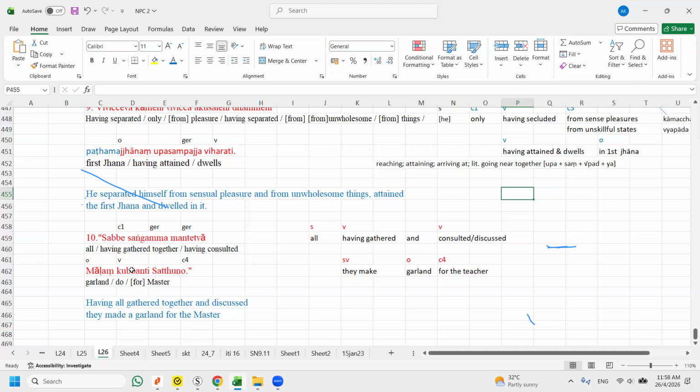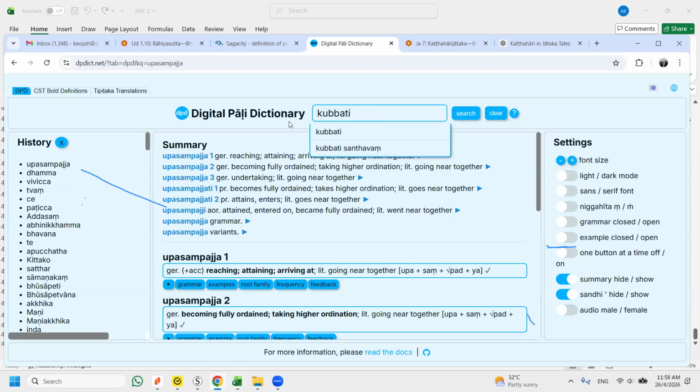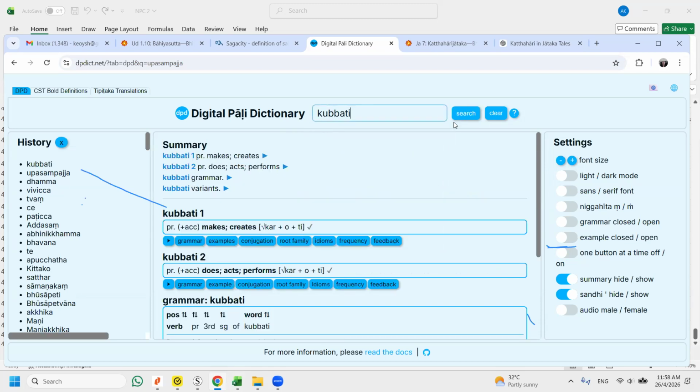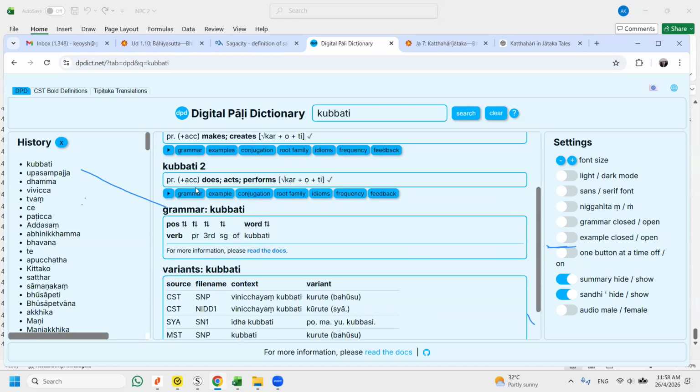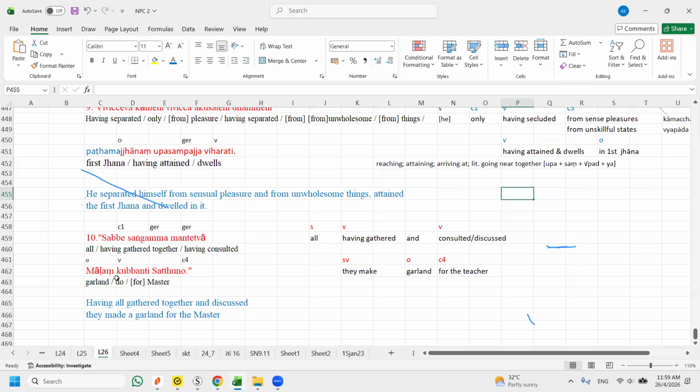So plural. This one comes from the word ka, kubbanti, K-R. They do. But here I say they make. If we look at kubbanti, kubbati, or kubbanti, kubbati is make or create, does, act, or perform. In this case it comes from the word ka plus o. You see how this one is difficult to explain. This is one of the variants. So in this case we take this one, because garland, we make a garland. We don't do, act, perform, or create. Create is quite close. So they make a garland. This is a verb, this is the object, and then this is dative.